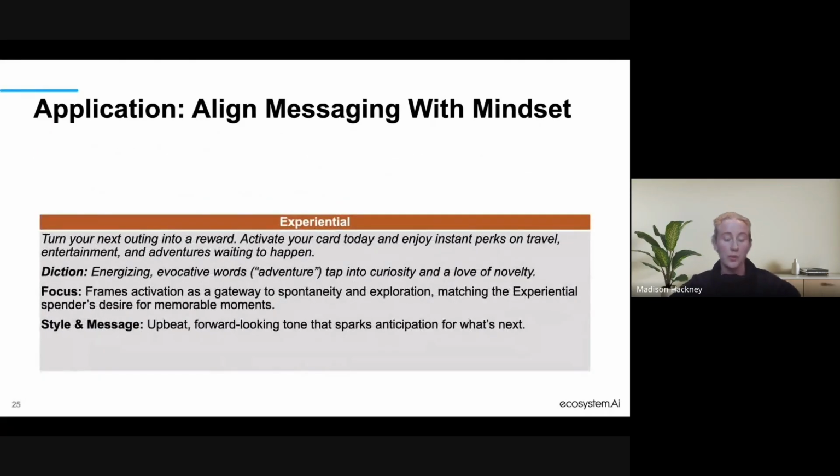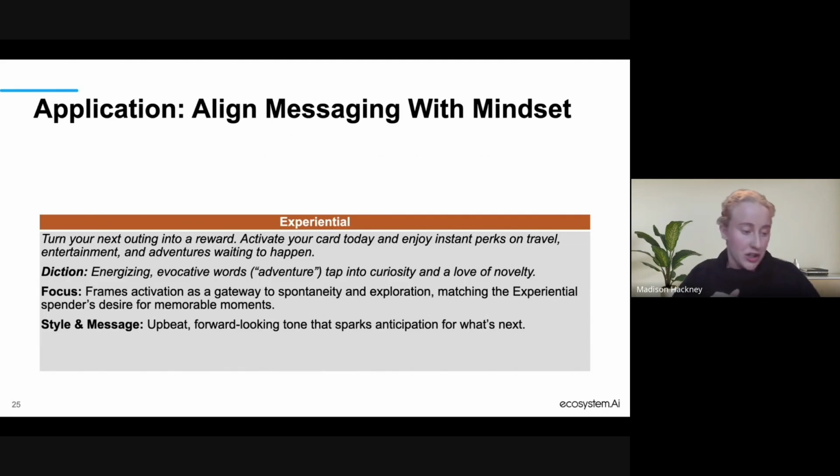In contrast, when we look at the experiential spender, their message does have the words, activate your card today and enjoy instant perks. Entertainment and adventures are waiting to happen. So when we look at the wordings and the categories included within this message, it's very different. It talks about adventure and travel and things that appeal to the experiential spender. The style of the message is upbeat and it's got a forward-looking tone. And the CTA should be immediate. It should have the word now or today.